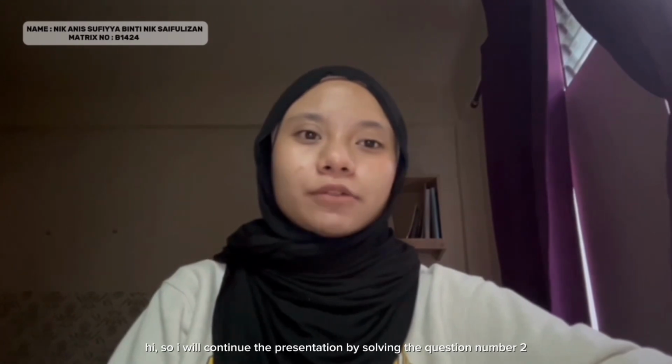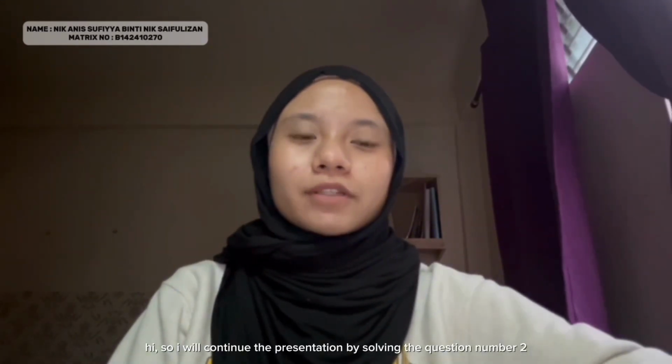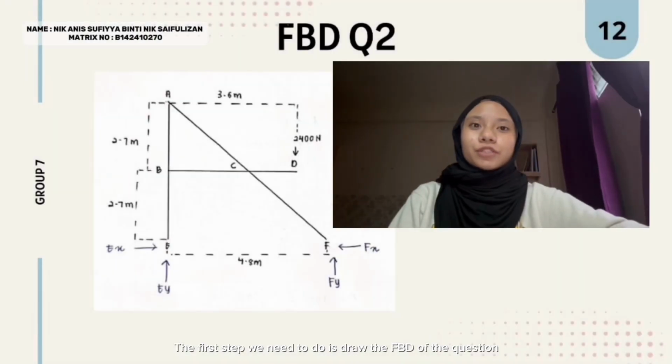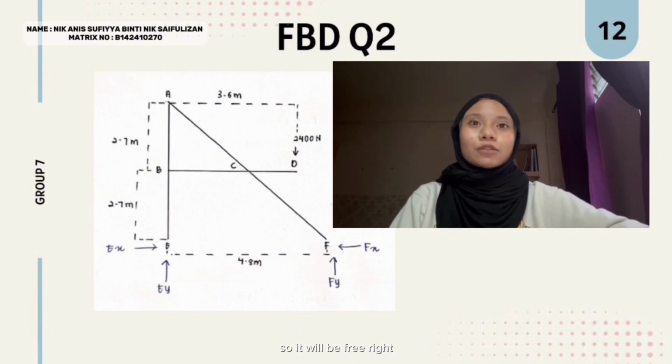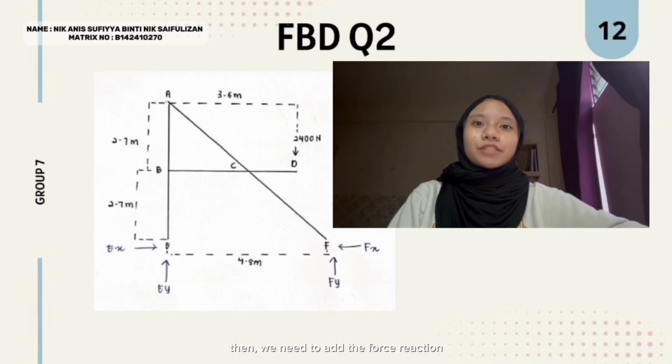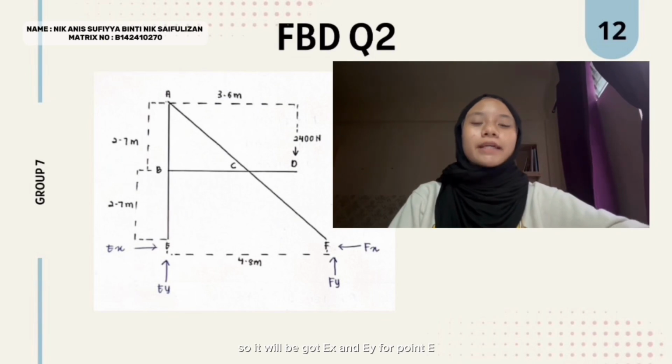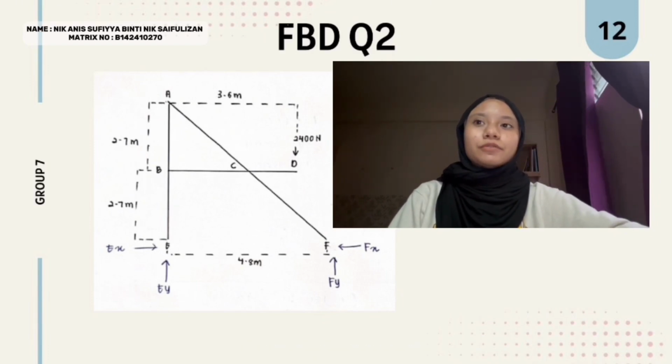Hi, so I will continue the presentation by solving question number 2. The first step we need to do is draw the FBD of the question. Since it doesn't have any thickness, it will be a straight line. Then we need to add the reaction forces at points E and F. Since E and F are pin joints, we will get Ex and Ey for point E, and Fx and Fy for point F.